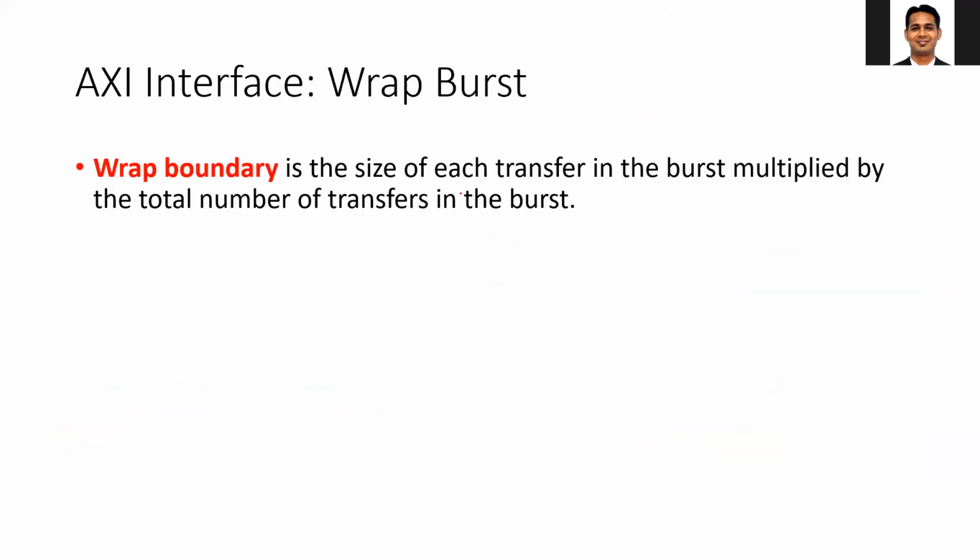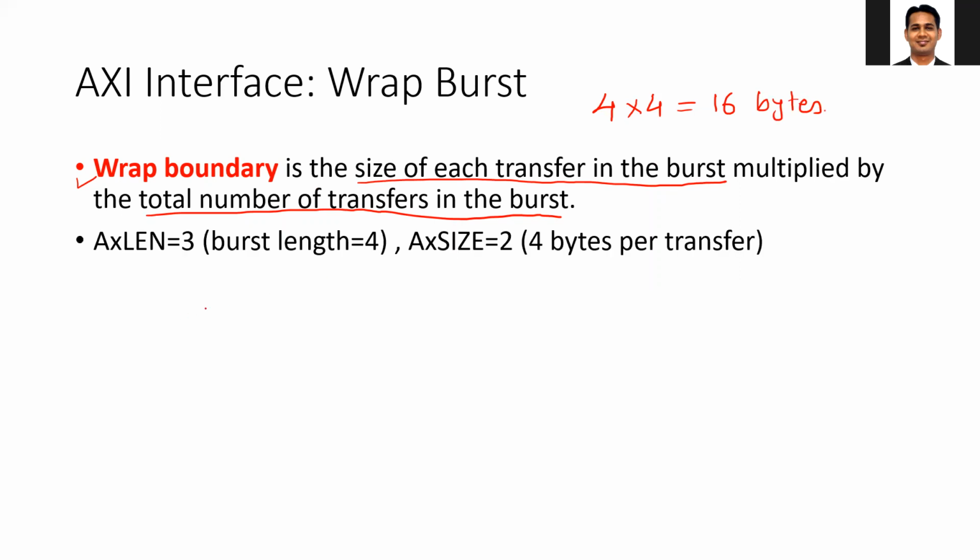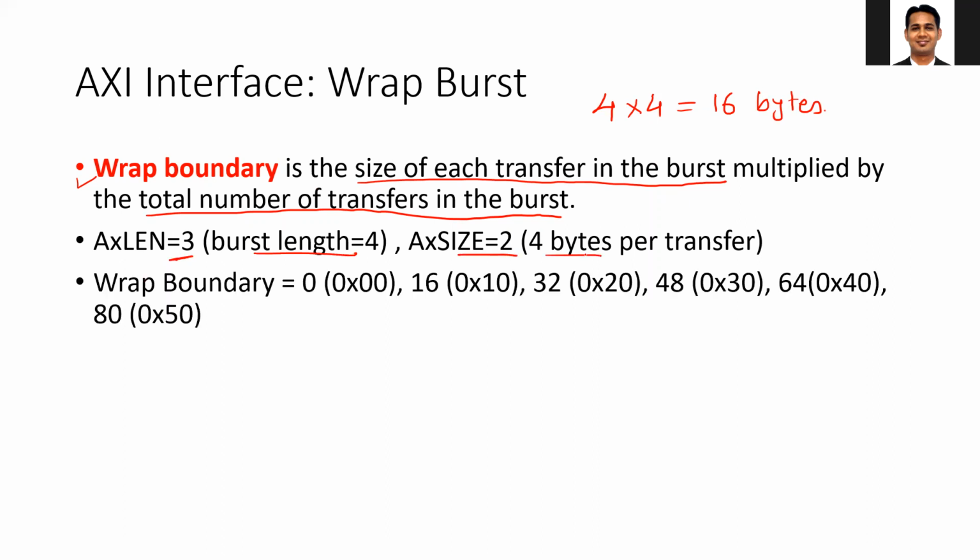In the wrap burst, there is one important thing you need to keep track of, which is the wrap boundary. The wrap boundary is the size of each transfer in the burst multiplied by the total number of transfers in the burst. For example, if you have a burst length of 4, and the AX size is again 4 bytes, that means your wrap boundary will happen at every 16 bytes. Same example: AX length is 3, that means burst length is 4, AX size is 2, that is 4 bytes per transfer. You will have the wrap boundary at every 16th address. This is called a wrap boundary.